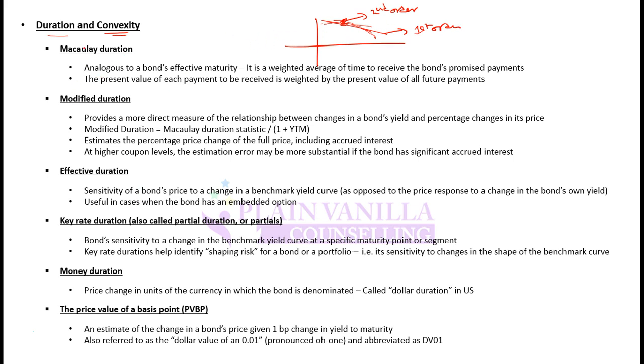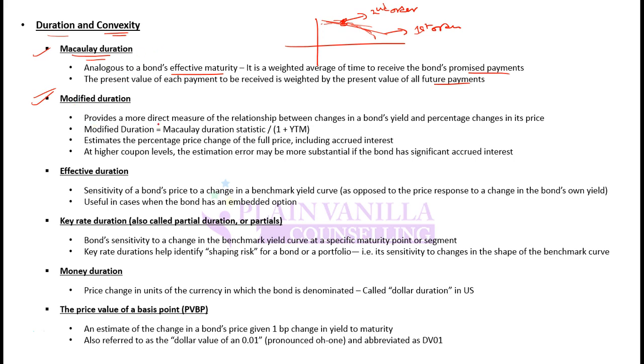Moving on with types of duration, Macaulay duration. It is analogous to a bond's effective maturity. It is the average time to receive the bond's promised payments. The present value of each payment to be received is weighted by the present value of all future payments. So Macaulay duration is simply dependent on the life of the bond. If I ask you what is the Macaulay duration of a 5-year zero coupon bond, you will say 5.